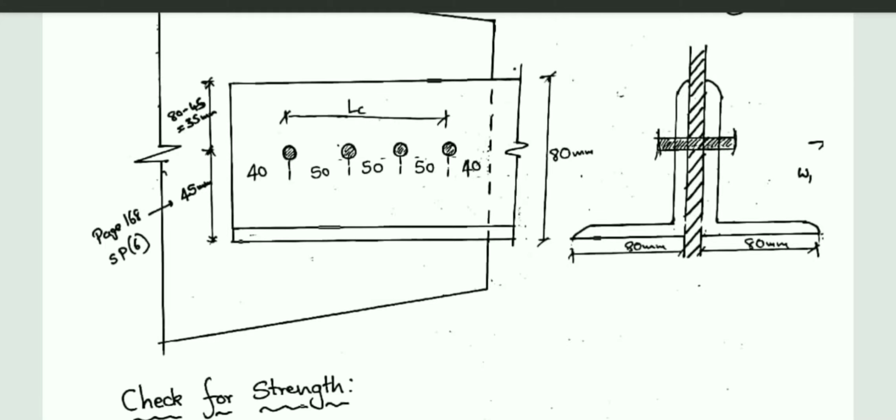Okay, and the next one is W1. W1 will be equal to 45 for 80 mm, that is from page number 168 of SP6. You will have one table there, and from that table you will get this value. Okay, the distance from the root to the bolt hole is 45 mm for an 80 mm leg size, that is W1. So the remaining is 35, that is 80 minus 45, which leaves 35 here. So from here to here it is 45 mm.